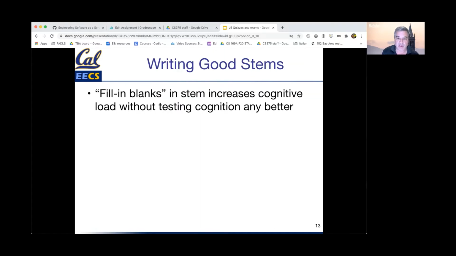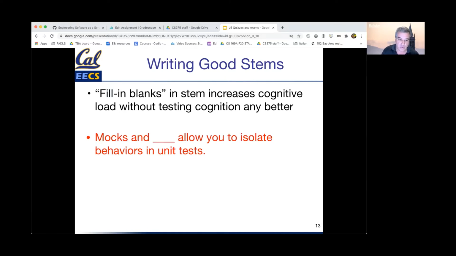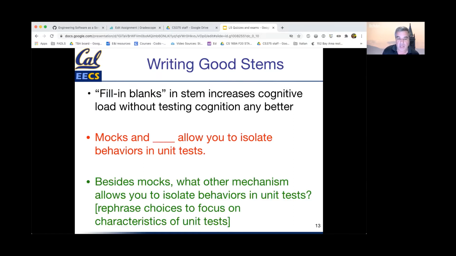Stems that have fill in the blanks. There are studies that suggest that the cognitive load to process those stems is higher, but it doesn't actually test the student's knowledge any better. From a recent quiz, we wrote, mocks and blanks allow you to isolate behaviors in unit tests. If we try to rewrite this without the blank, we might say something like, besides mocks, what other mechanism allows you to isolate behaviors in unit tests?